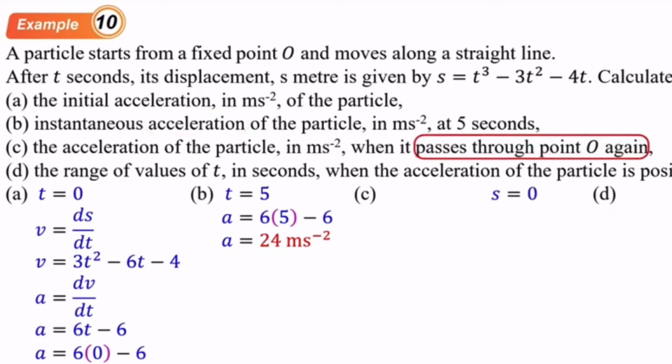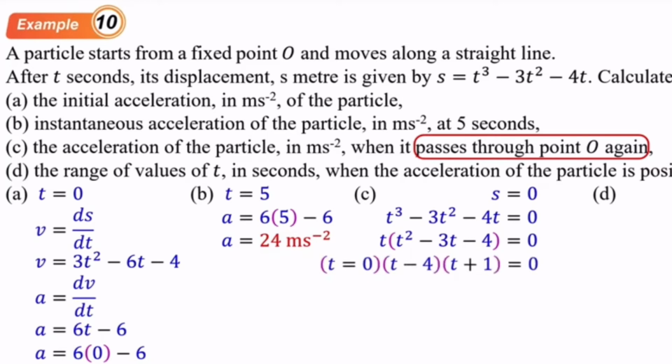When you see again, it means you go back to the original point. So that means s equal to zero. By letting s equal to zero, we will factorize the cubic equation. So we factorize the t. We get t squared minus 3t minus 4 equal to 0. And we factorize the quadratic equation. Then we get the time, which is t equal to 4, right? So the negative and 0 we will reject because of the again.